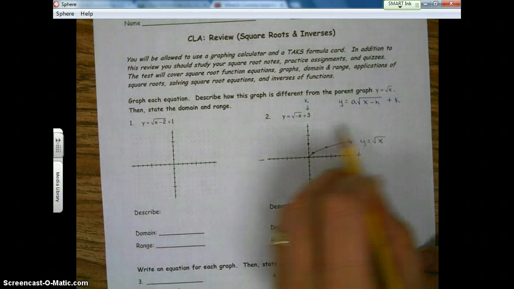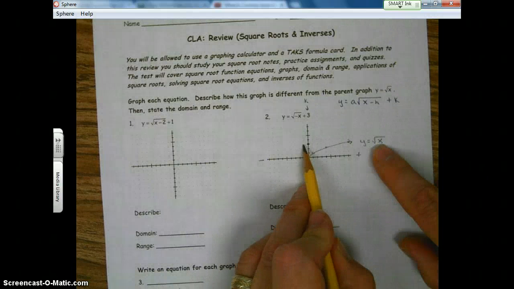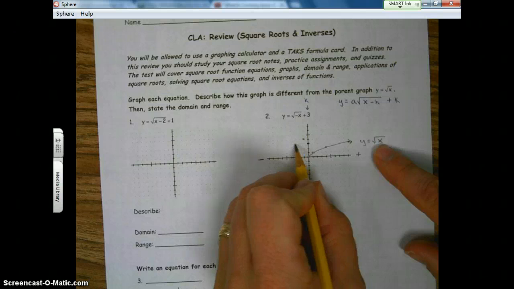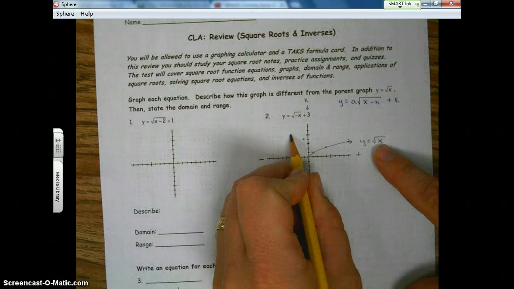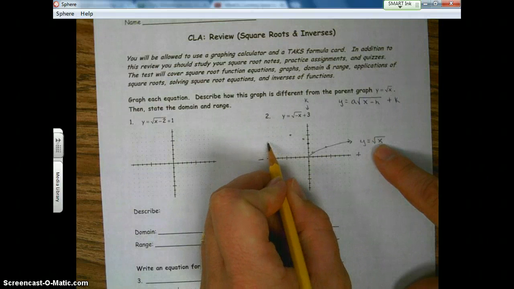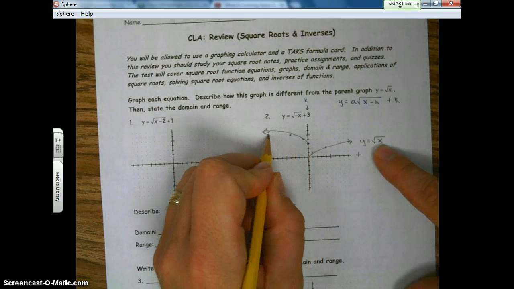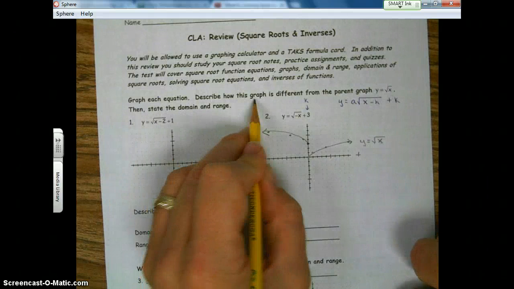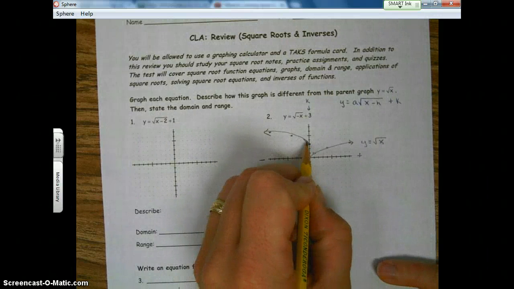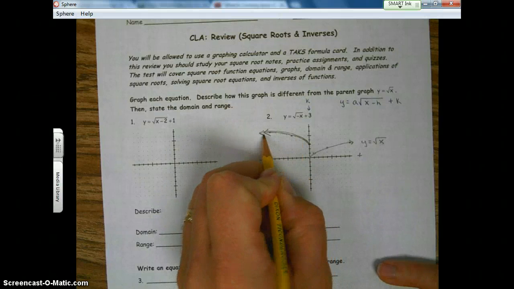Okay? We use the same technique for graphing. We go over 1. Square root of 1 is 1. Go over 1, 2, 3, 4. Square root of 4 is 2. 5, 6, 7, 8, 9. Square root of 9 is 3. So we graph the equation. It says describe how this graph is different from the parent. Okay? Sorry, I missed my points here, but you get the idea. It should be like that.